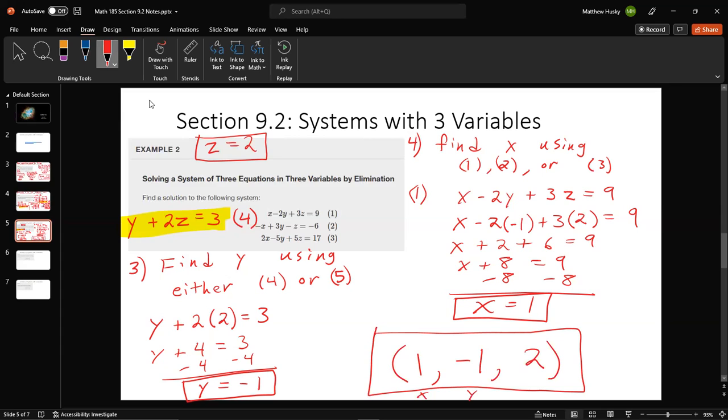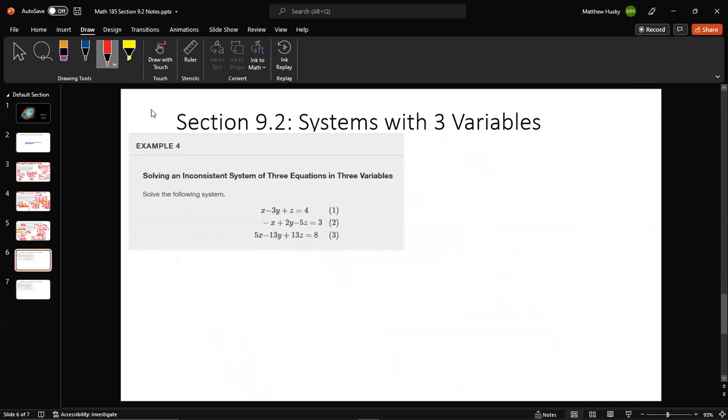X goes first, followed by y, lastly z. They're just in alphabetical order. So the solution, when all is said and done, is 1, -1, and 2. So that would be how you would approach solving a system with 3 variables and 3 equations. So next, we're going to look at what happens if you end up with an inconsistent system.